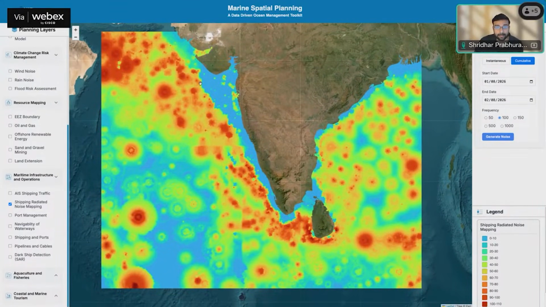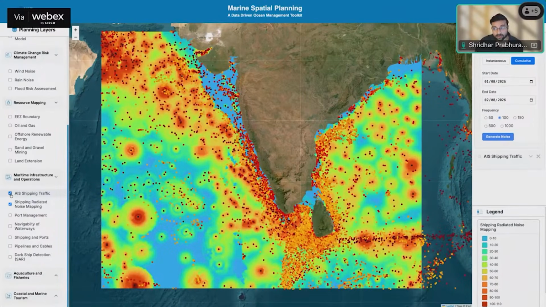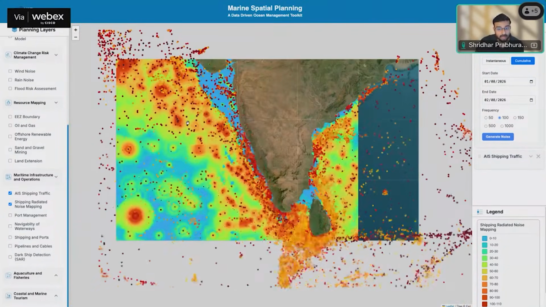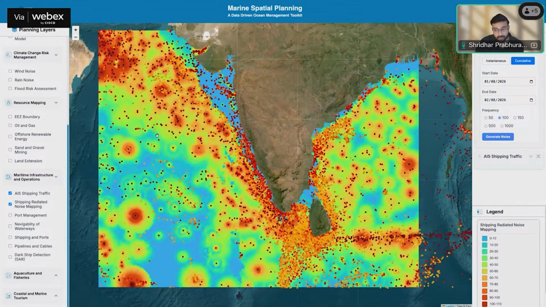But what you can see on the map here is the cumulative noise that is generated from the shipping, and what shipping, if you would like to know. If we click on the AIS shipping traffic, it will showcase the traffic that is essentially resulting in such a noise. Now, the darker regions, of course, showcase the higher noise levels as compared to the regions having a lower color gradient.